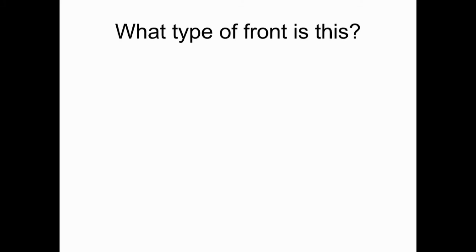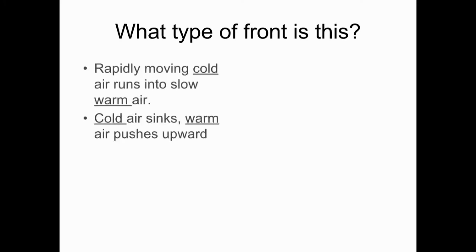Let's take a look at our first type of front. When you have very rapidly moving cold air and it runs into slow moving warm air, that cold air is more dense and it tends to sink. The warm air is less dense and it tends to rise. When that rapidly moving cold air runs into slow-moving warm air, it just slides right under the lighter warm air and pushes the warm air upward. This is called a cold front.